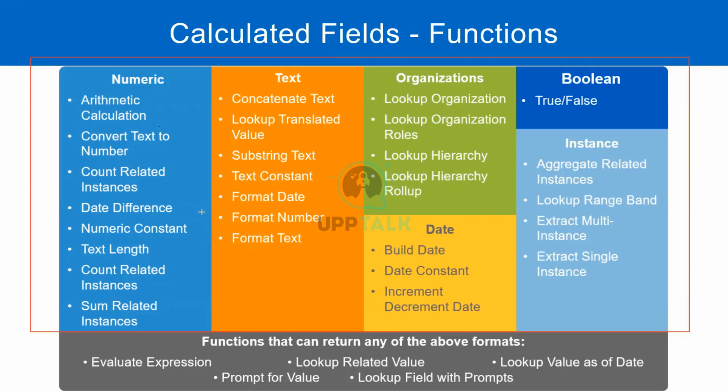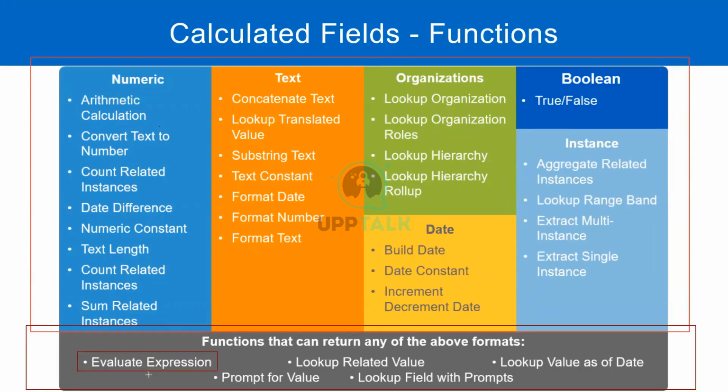But there are some functions which can be configured to return any of the above types or any of the above formats. So those are the ones at the bottom of your screen. Let me highlight them. So these are the ones that can return any type of output. So when we create those calculations, we have to define what will be my output type. Am I looking for a Boolean? So yes, any value expression fields can be configured to return a Boolean.